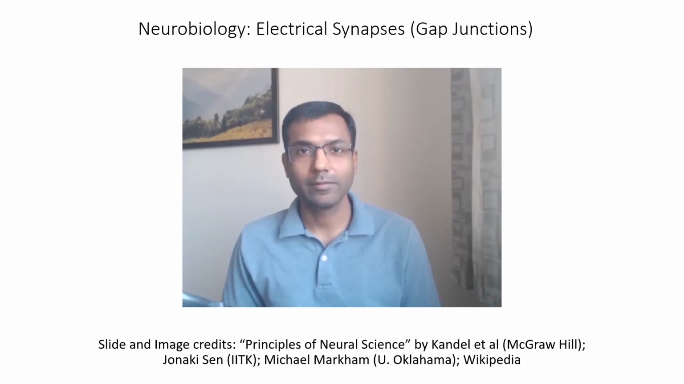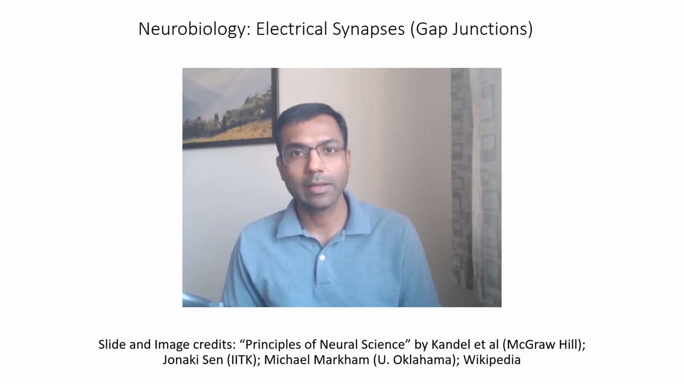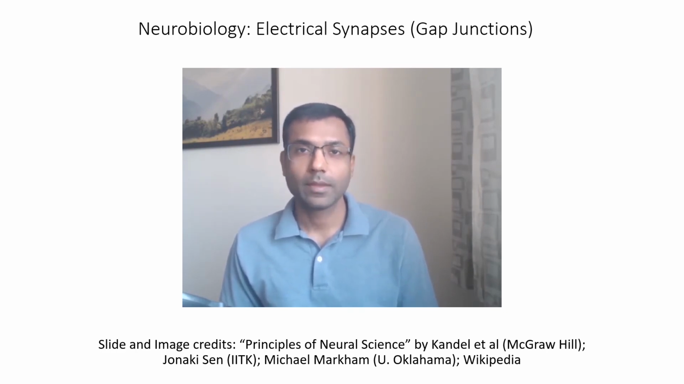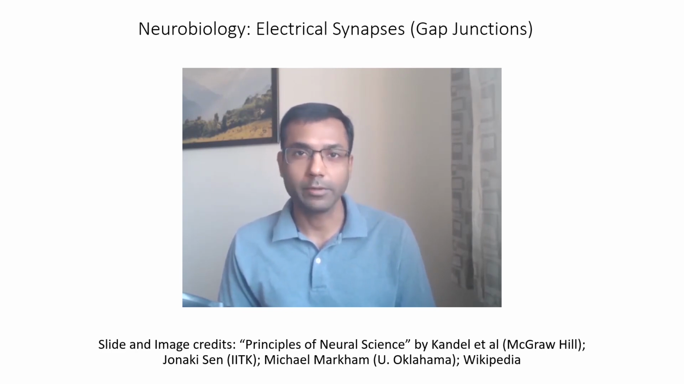Hi everyone, welcome back to Neurobiology. In the last video, we started talking about the contacts between neurons, the synapses. We saw that there was initially some controversy on whether these synapses are chemical in nature or electrical in nature. And it turned out that in fact there are both kinds of synapses that are present in the brain.